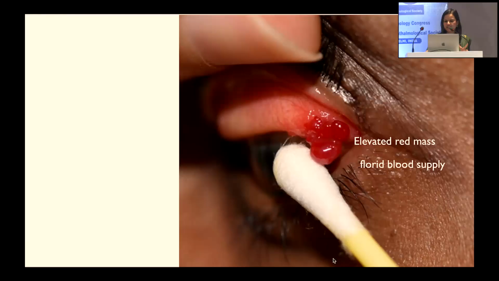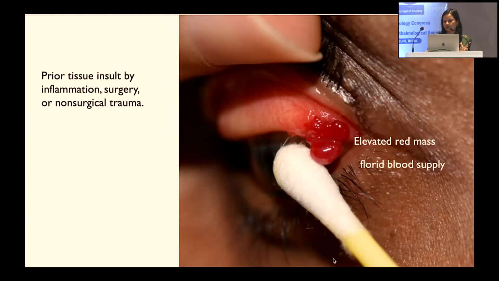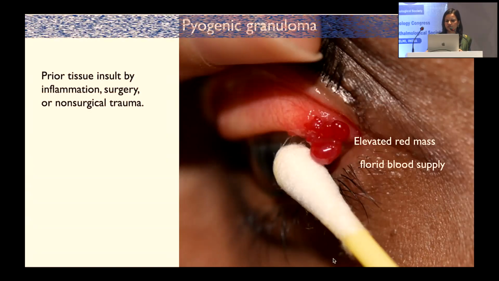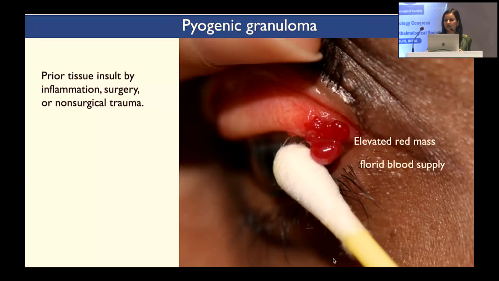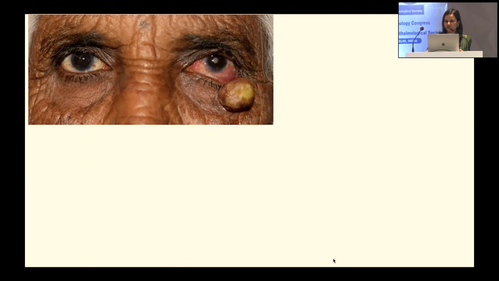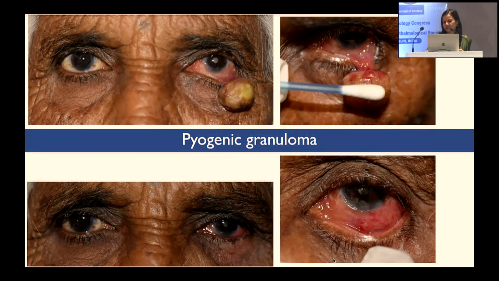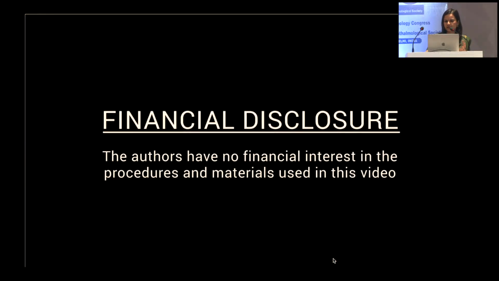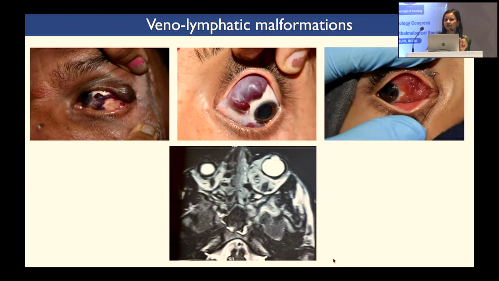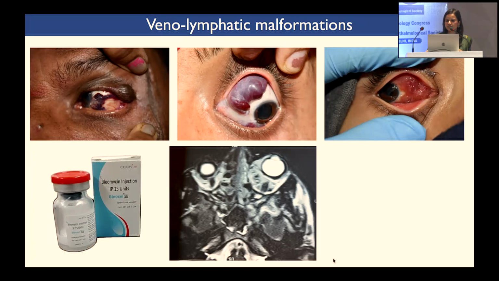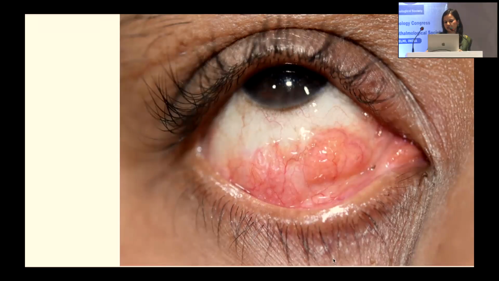Small lesions like this, a florid, very red mass with a prior history of either inflammation, surgery, or non-surgical trauma, can be pyogenic granuloma. Don't get fooled because it can appear even like this. This was a lady who presented with a big mass like this, but it was pedunculated and there were florid vessels here. She underwent excision. Definitely we kept keratoacanthoma in mind, so we did give cryotherapy at the base, but it turned out to be pyogenic granuloma.